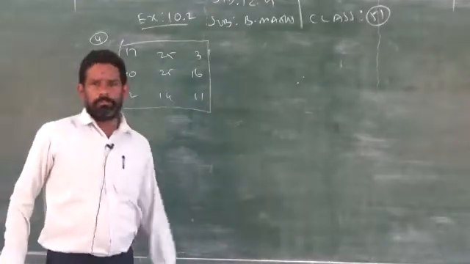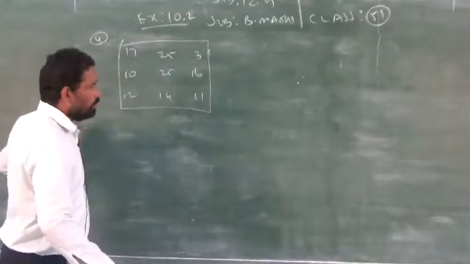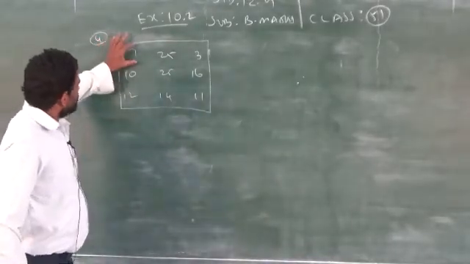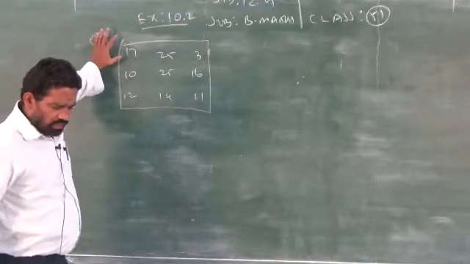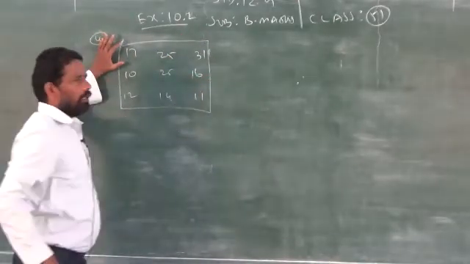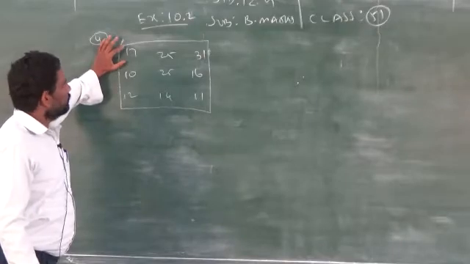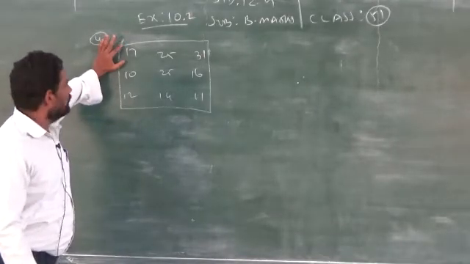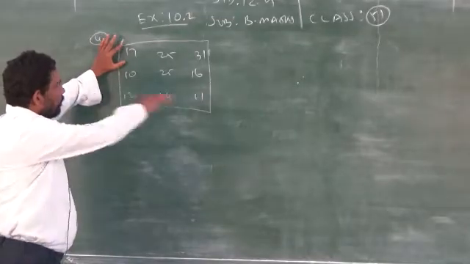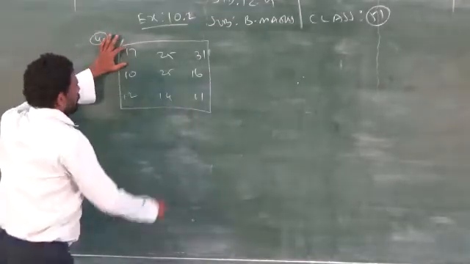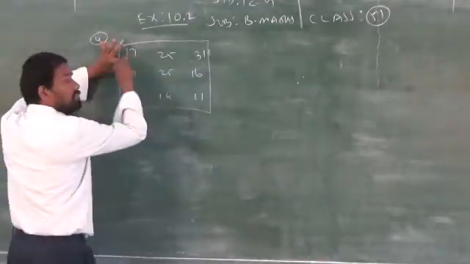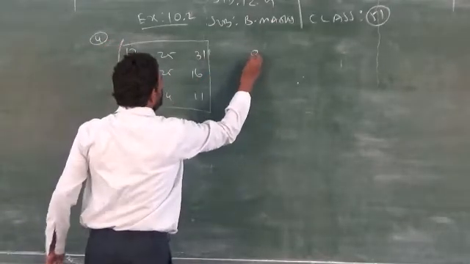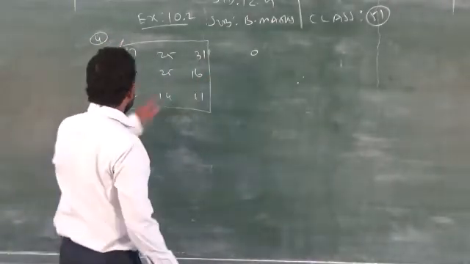So first, what is the rule? First rule, see the first row. In the first row, which one is the least value? In the first row, the least value is 17. First you find out the least values in each row. Subtract 17 from the first row only. 17 minus 17 is 0.